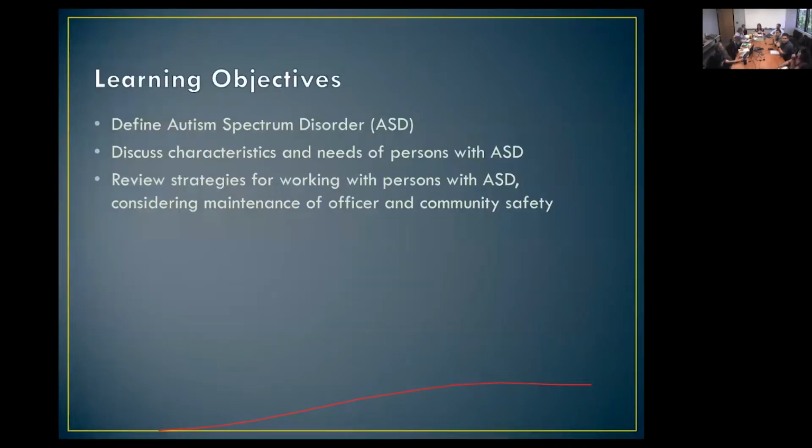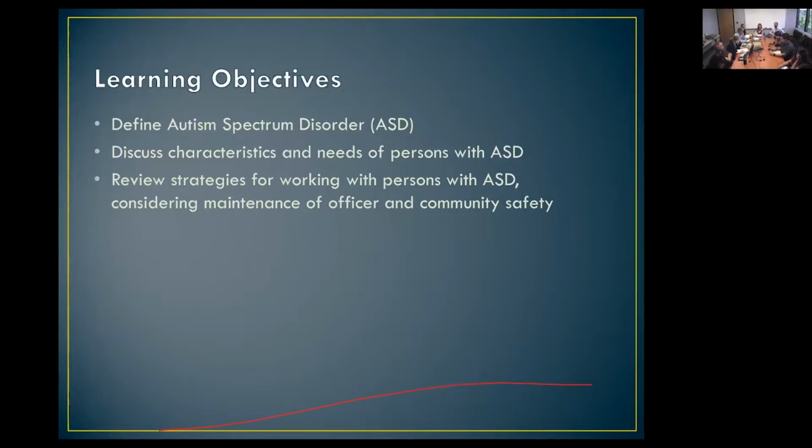In terms of learning objectives, we're going to define autism spectrum disorder and how that definition has changed recently with the DSM that we currently have, the DSM-5. We're going to discuss characteristics and needs of persons with ASD, and I will refer to it as ASD. And then reviewing strategies for working with persons with ASD, considering maintenance of officer and community safety.